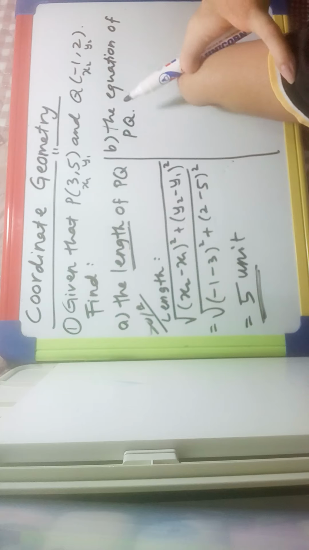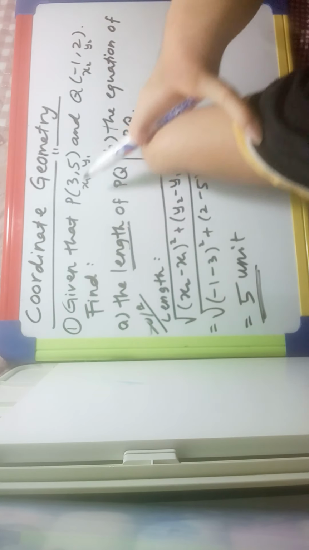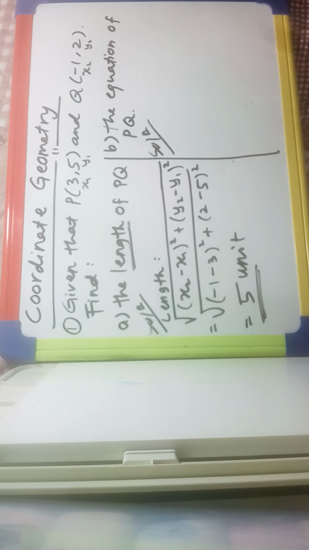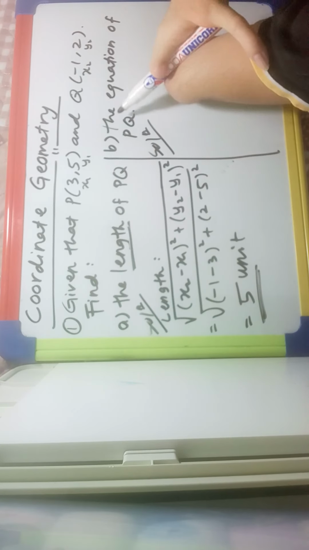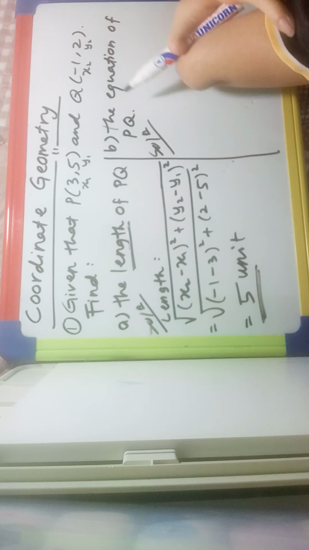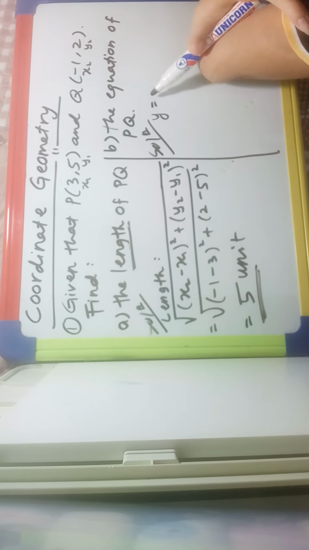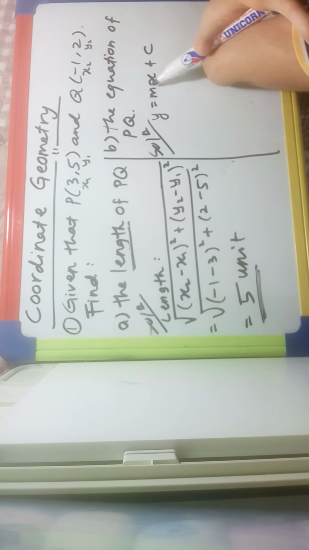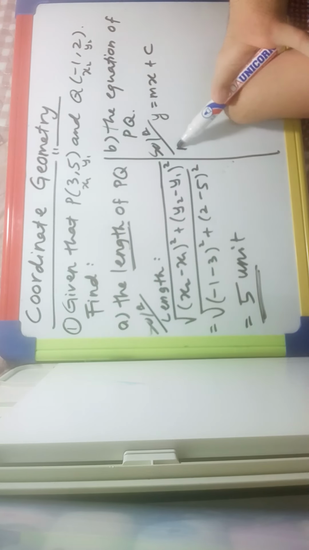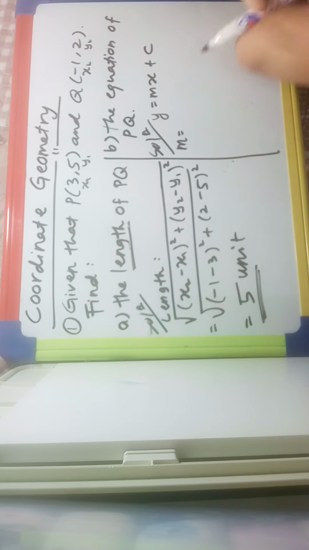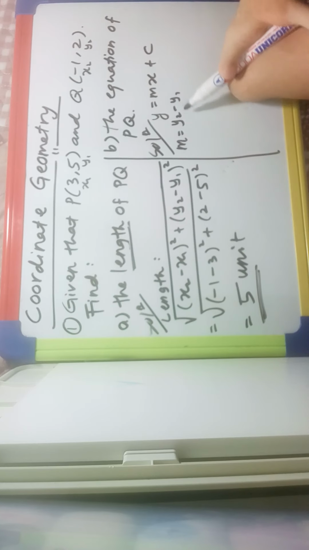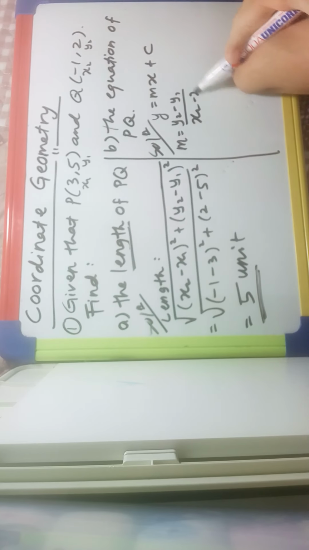Next question. What is the equation of PQ? This question I already explained to you in coordinate geometry part 1, but we are going to repeat again. In order to find the equation of any straight line, always remember y equals mx plus c. Let's begin by finding the gradient first. What is the formula of gradient? y2 minus y1 divided by x2 minus x1. So I will write down here y2 minus y1 divided by x2 minus x1.